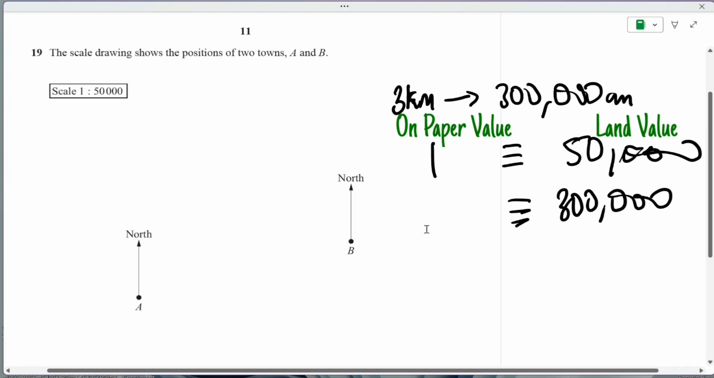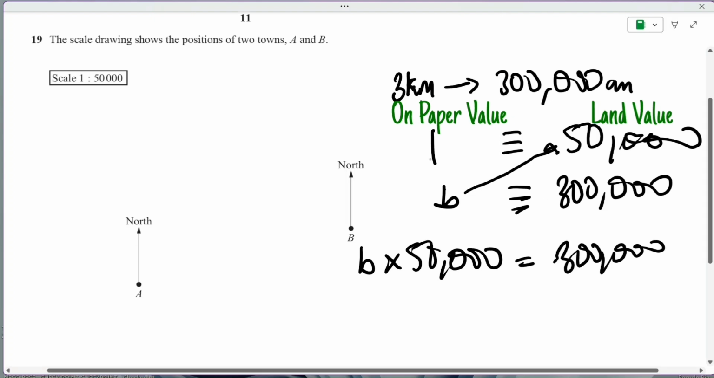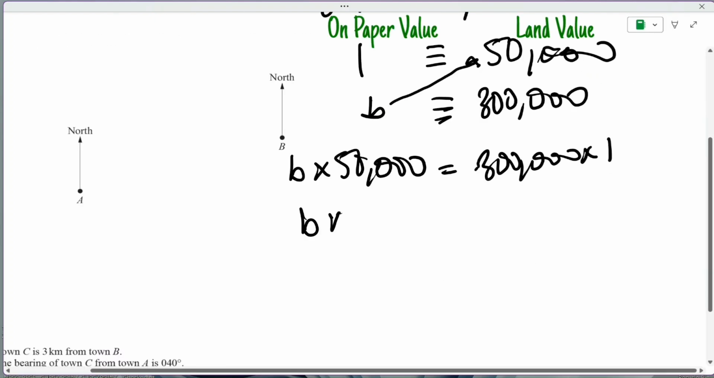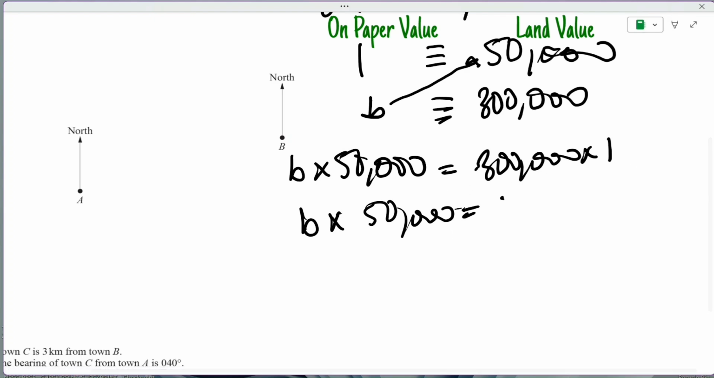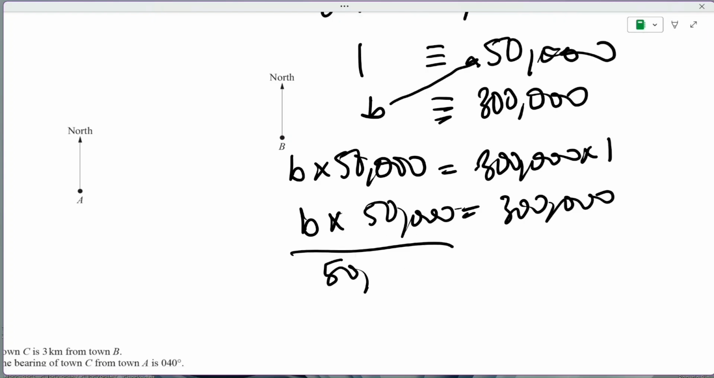It's to what value on paper? Let's say the value is B. Now we cross multiply. You have B times 50,000 on the left of the equals sign equals 300,000 times 1. B times 50,000 equals 300,000 times 1, which is 300,000. Since we're looking for B, which is the measurement on paper, we divide both sides by 50,000. We divide by 50,000 by 50,000.